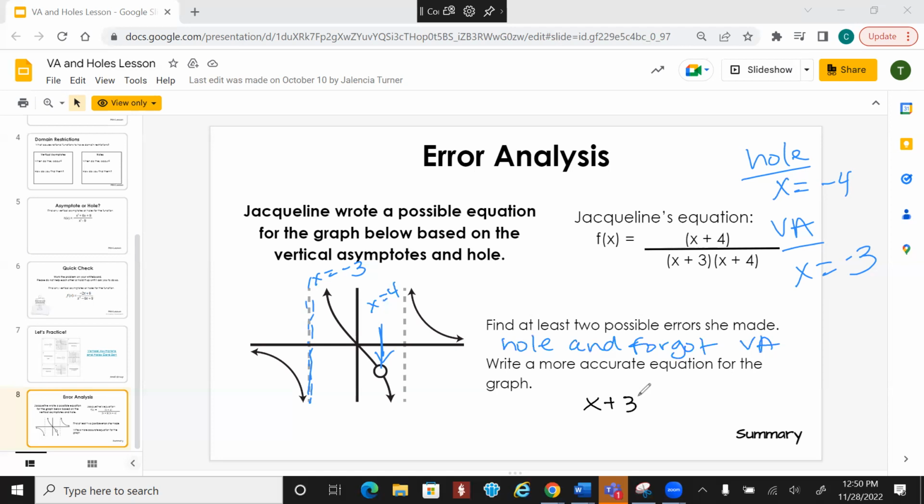So we're going to keep that x plus 3 in the bottom. And then we have x minus 4 in the top and in the bottom because it's a hole. And then we need another vertical asymptote. So let's just say this guy is 6, right? So we're going to say x minus 6. So that would be a more accurate equation for what we got going on.